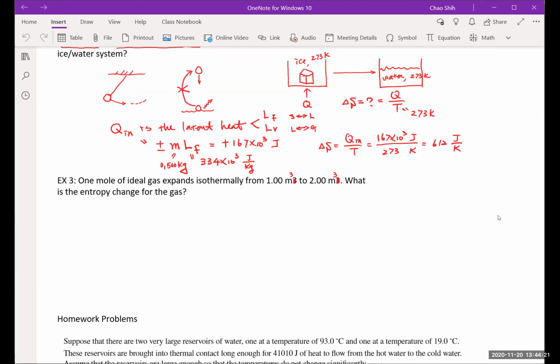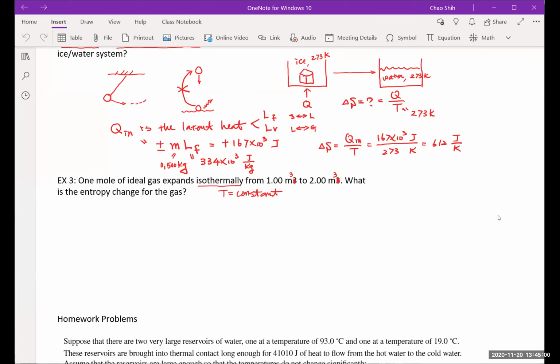Okay, what does isothermal mean to you? We have several different iso processes. You have to know the definition for each one of the iso processes. Isothermal is the simplest one. You know thermal represents the temperature. So isothermal means temperature is a constant. And it doesn't tell me what temperature that is, but it just simply tells me temperature is a constant. And then it tells me it expands from 1 to 2 meter cubed.